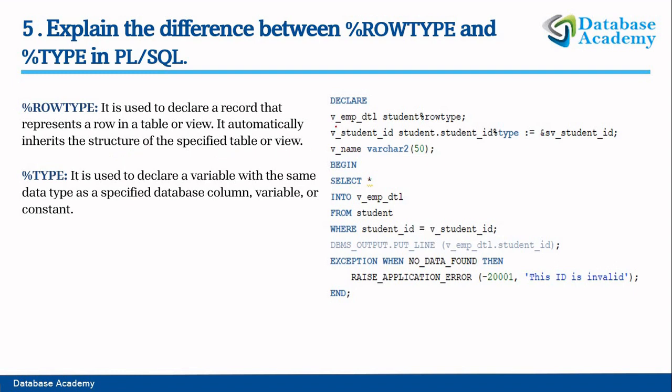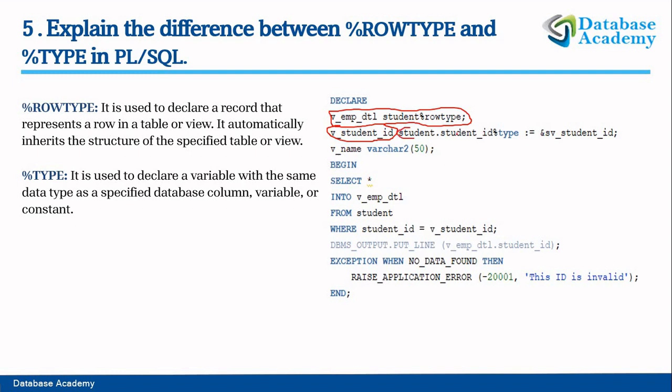So here you can see that we have declared a variable, and the structure of this student table will be automatically assigned to this variable at runtime. Structure means all the columns from this student table. %TYPE is used to declare a variable with the same data type as a specified database column, variable or constant. So here you can see that this is another variable, student ID. Here we are referring to the student.student_id column.